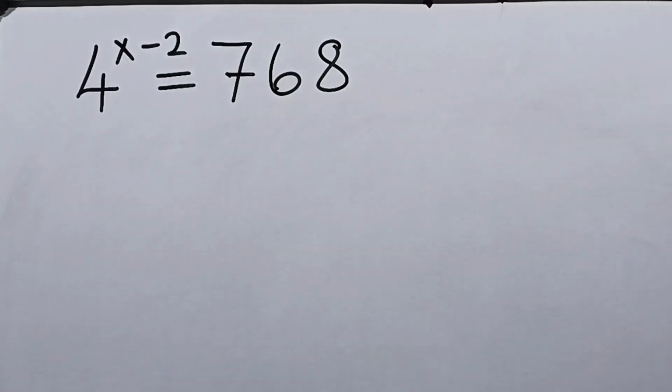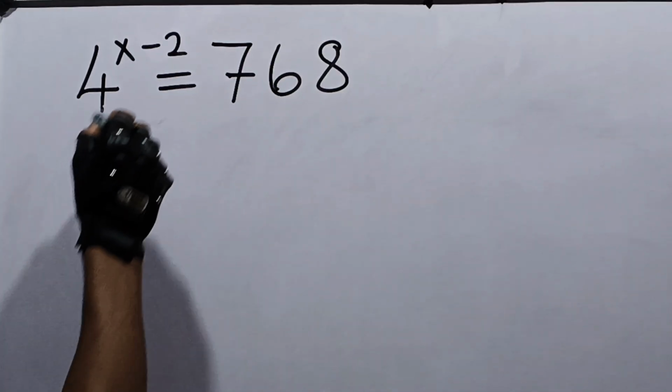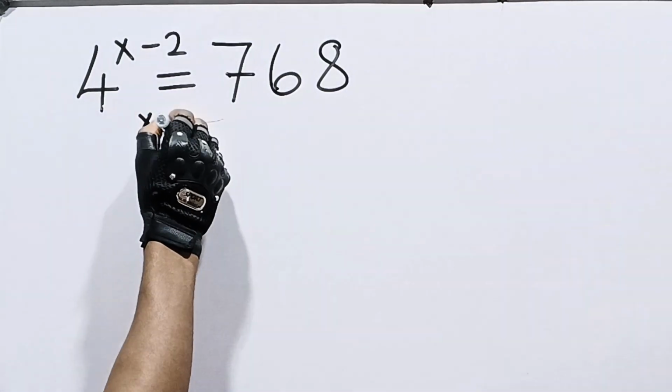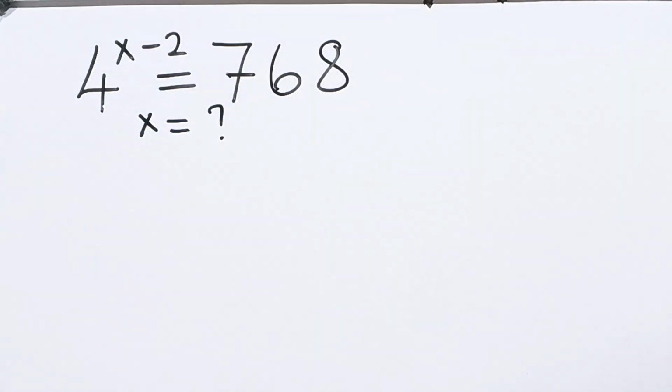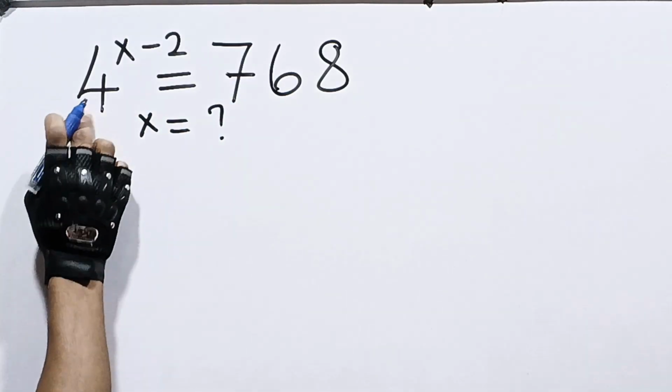Let's solve this together. It says 4 raised to the power x minus 2 is equal to 768. We're required to solve for the value of x in this question. The first thing we're going to do here is to write out the multiples of 768 and the multiples of 4.